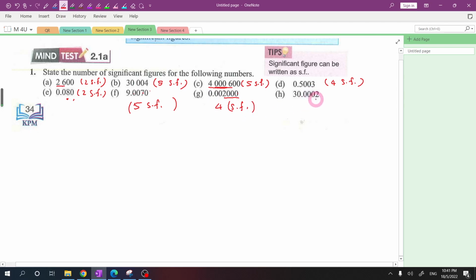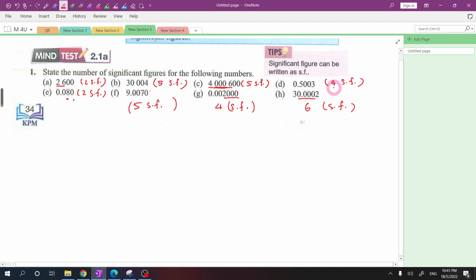Okay, now let's try the last one. All the zeros here lie between two non-zero digits, right? So they are significant figures. 1, 2, 3, 4, 5, 6. So we have 6 significant figures. Okay, so this is a way to calculate the number of significant figures.